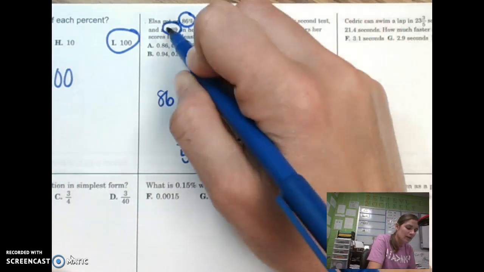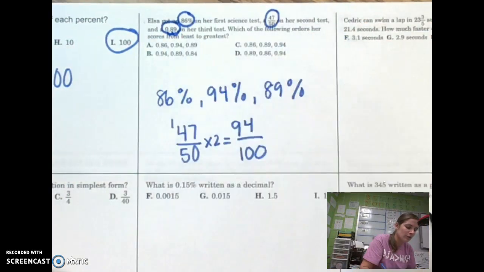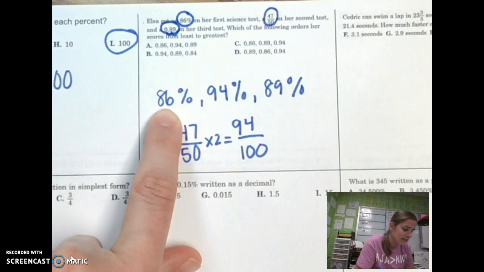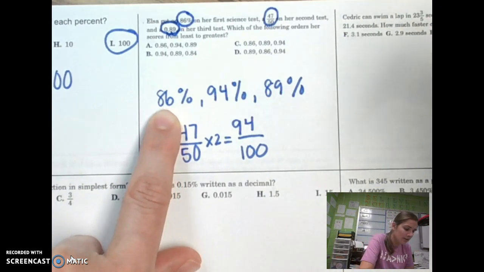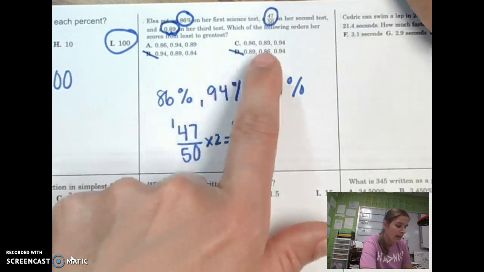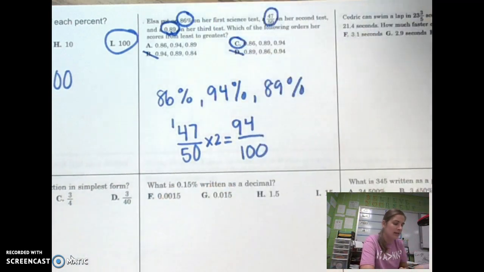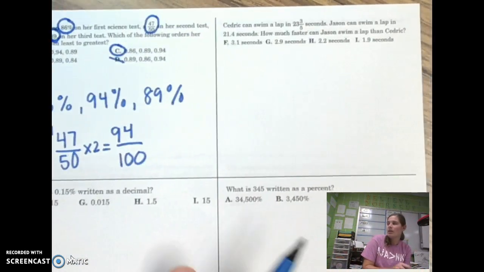And then in 1, 2, 89%. So she wants it from least to greatest. So the 86 comes first. So we can already cross out B and D. And then this one. So we get C. Look, we didn't even have to solve it. If you would have looked down here, they already had it all solved for you.